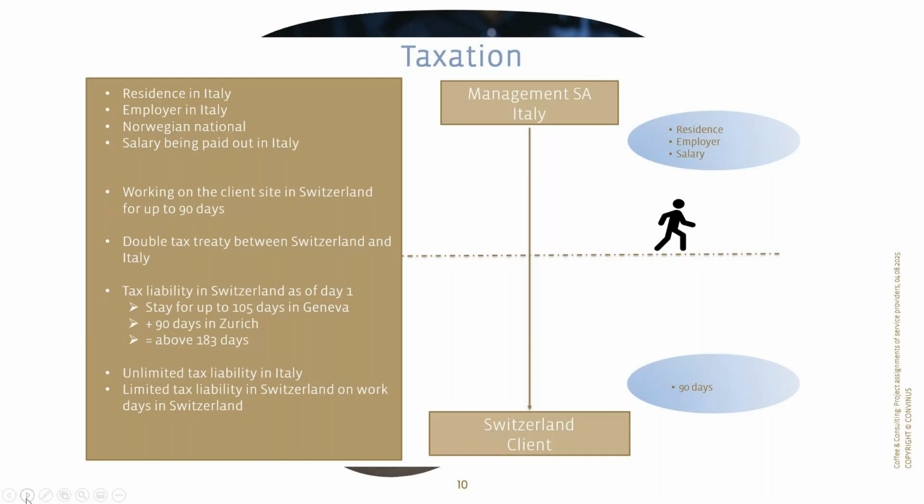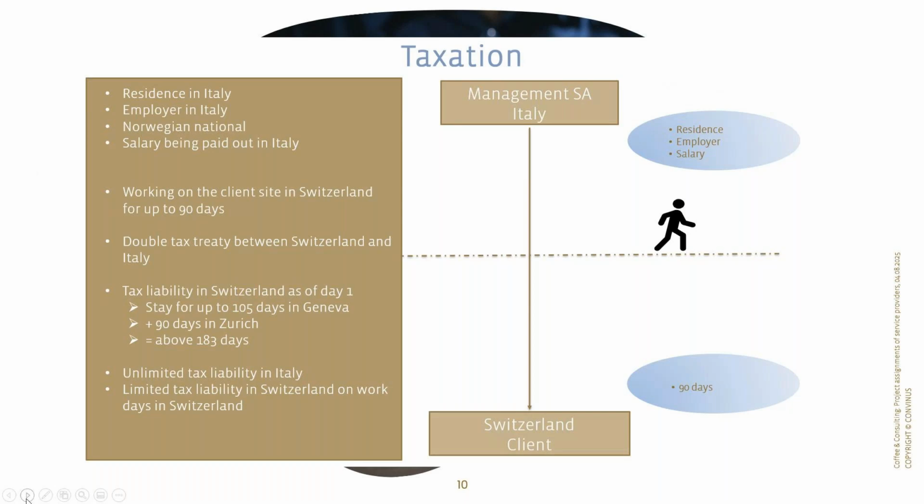Then let's move on to the tax part. We've seen in our sample from Luca Rimini that he has his residence in Italy. His employer is in Italy. He is a Norwegian national, but the salary is being paid out in Italy. Now, we said he will be working for up to 90 days in Switzerland, and we also had the indication that he had already spent 105 days during February to March. So all in all, he had been here for 195 days. And that is exactly why you need to look at any day he had been staying in Switzerland.